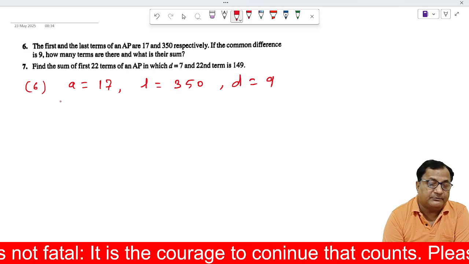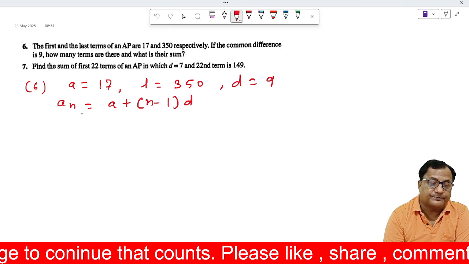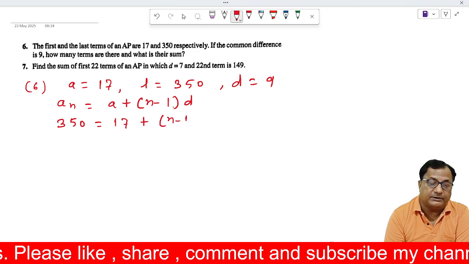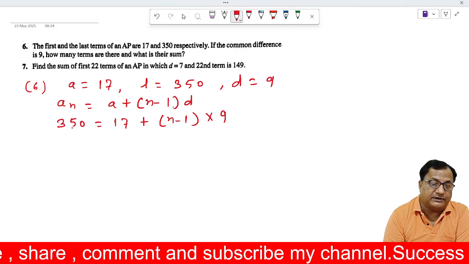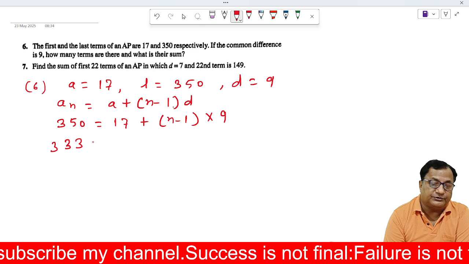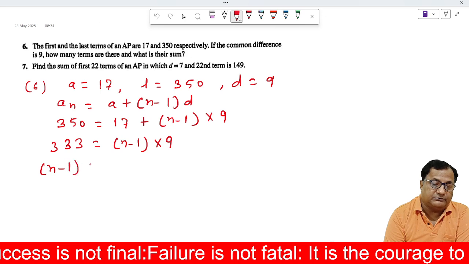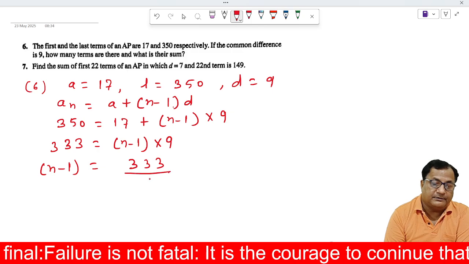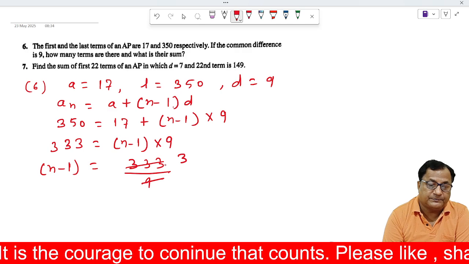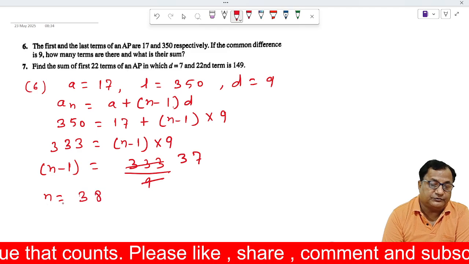So for the number of terms, we will use this formula: an is equal to a plus (n minus 1) into d. 350 is equal to 17 plus (n minus 1) into 9. 17 will come to this side, so subtract: 350 minus 17 is 333. 333 is equal to (n minus 1) into 9. n minus 1 is equal to 333 by 9, which is 37. 1 will come to this side, so add: n is 38.